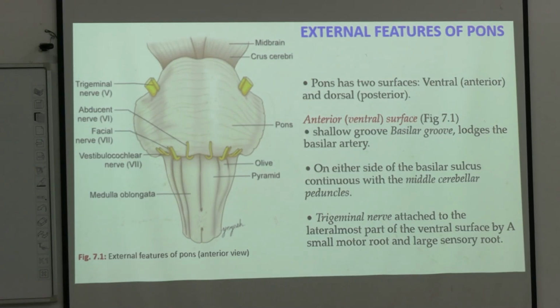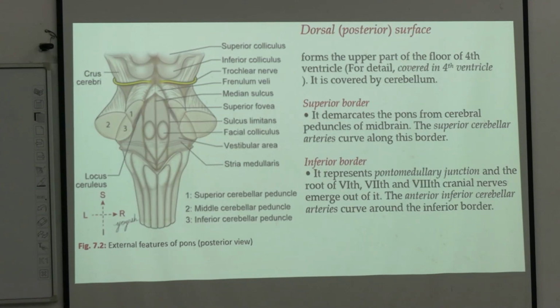Similarly, if you move to the posterior side, we look at the external features of the posterior surface. Posterior to that, the region is occupied by the cerebellum, which is removed here. Now it opens up this midline depression. This is the cavity of the fourth ventricle that we are seeing here, which is covered by the cerebellum.